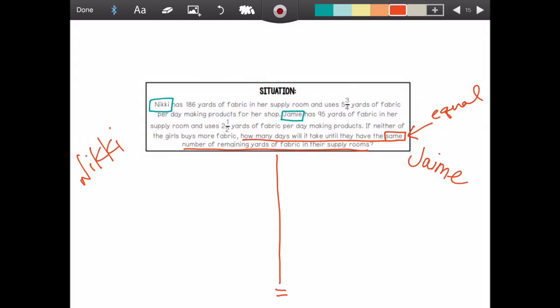Now, first things first, let's focus on Nikki. Nikki says that she has 186 yards of fabric. So that's the given. We know that.